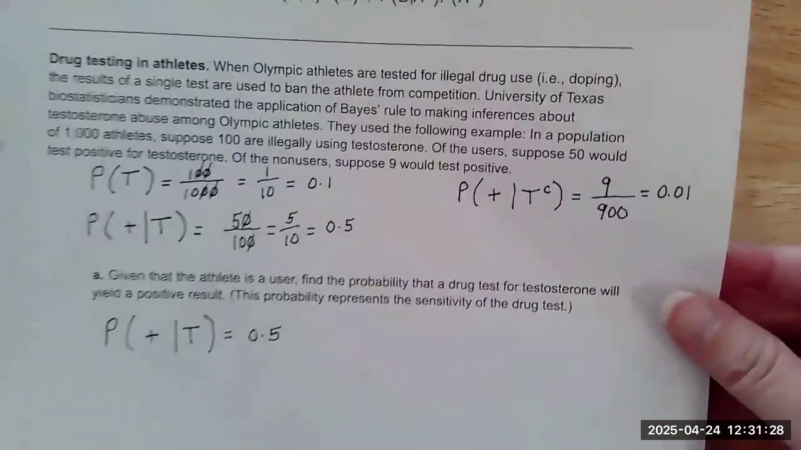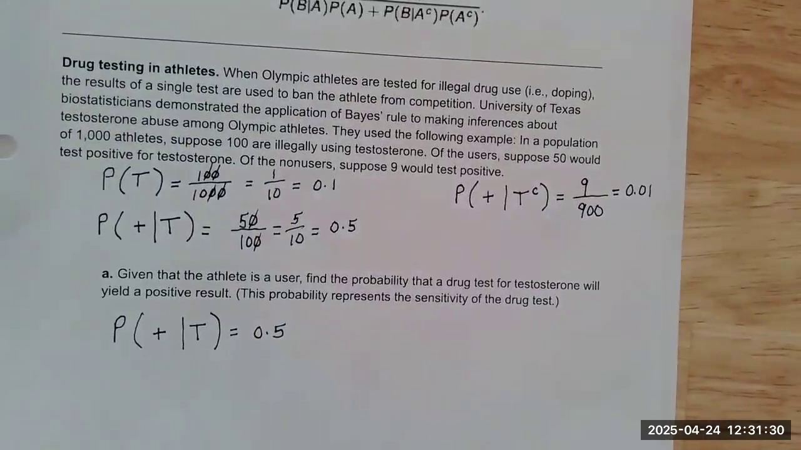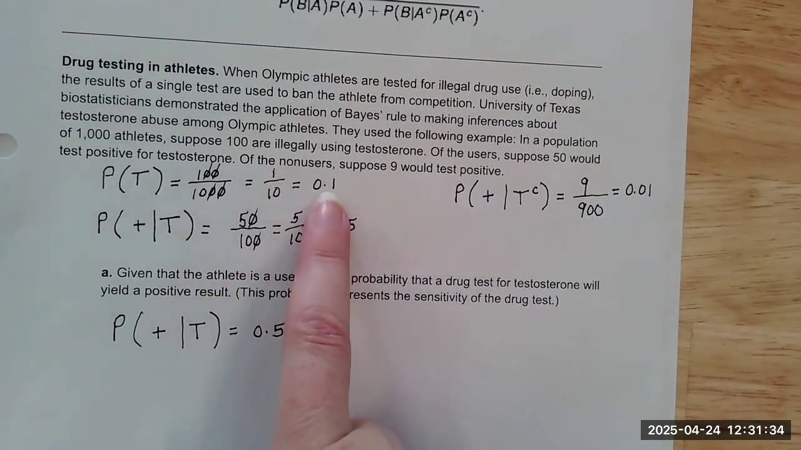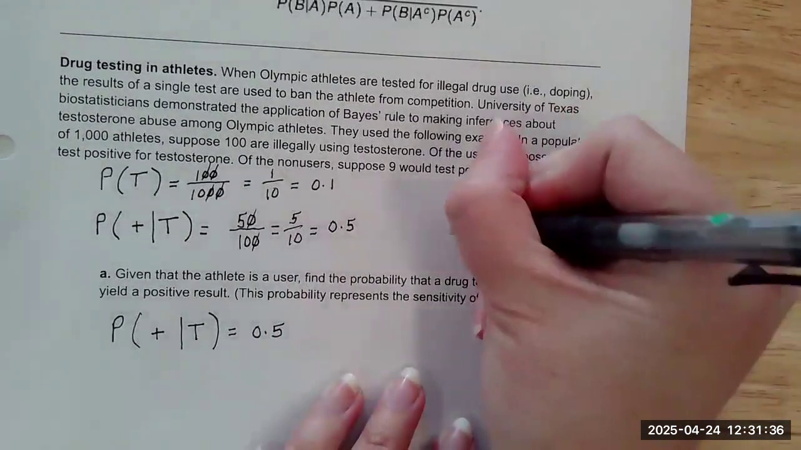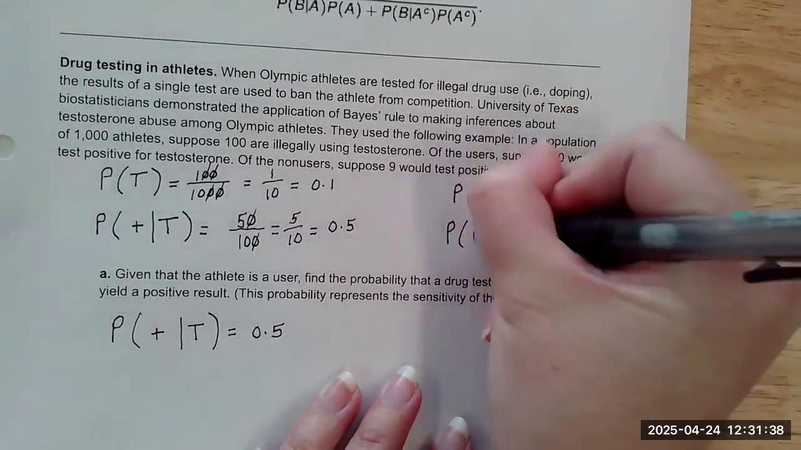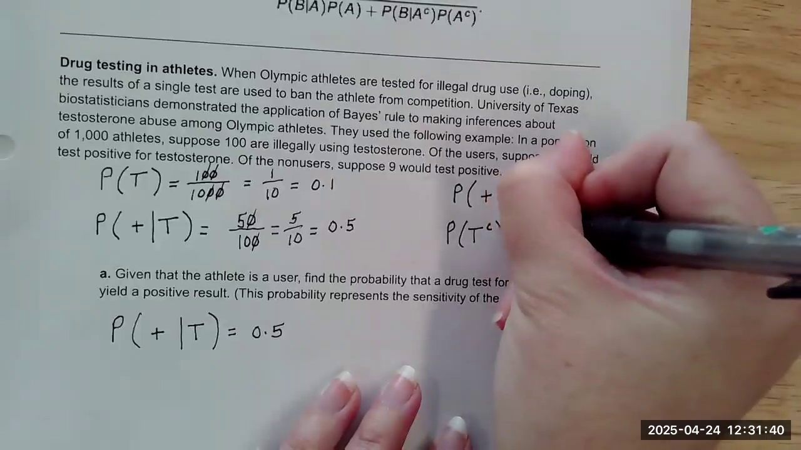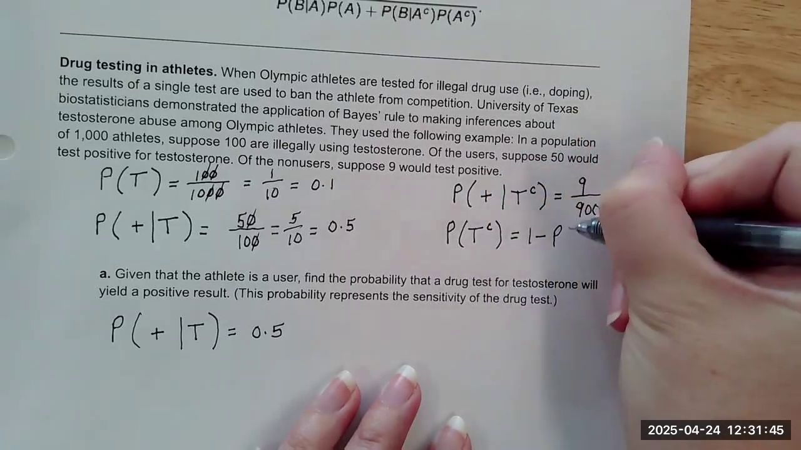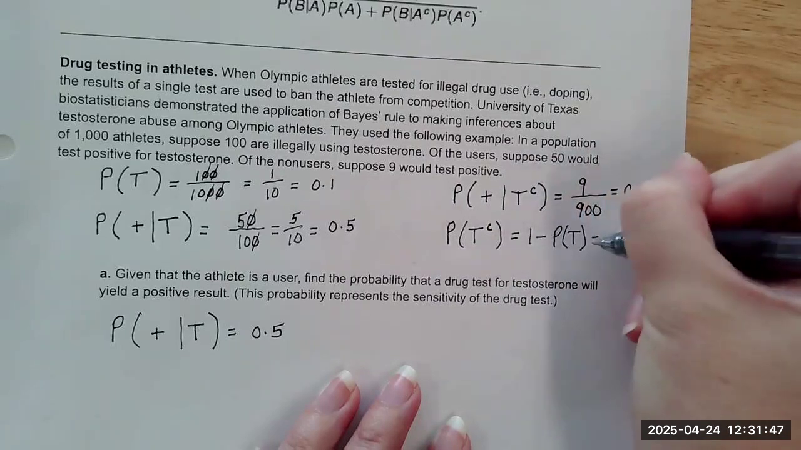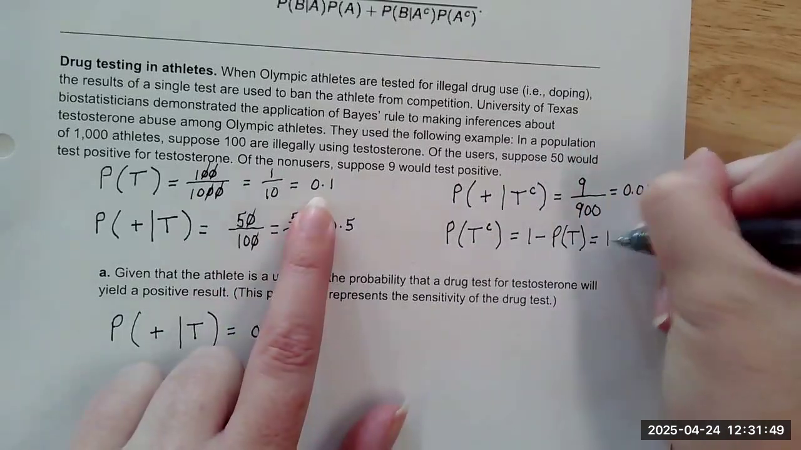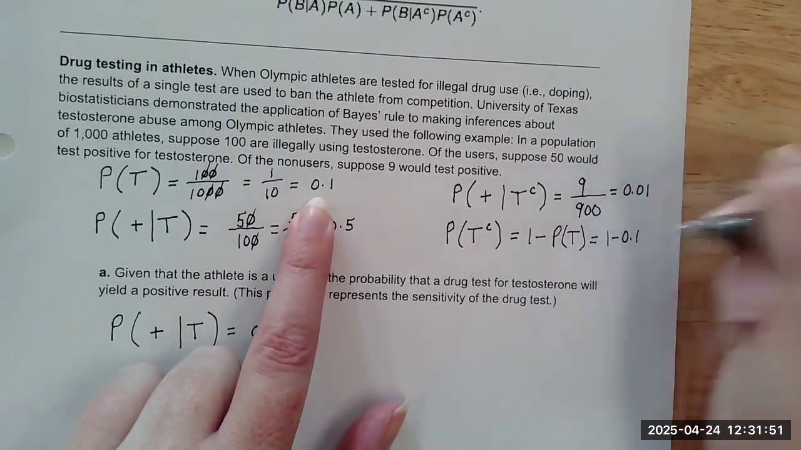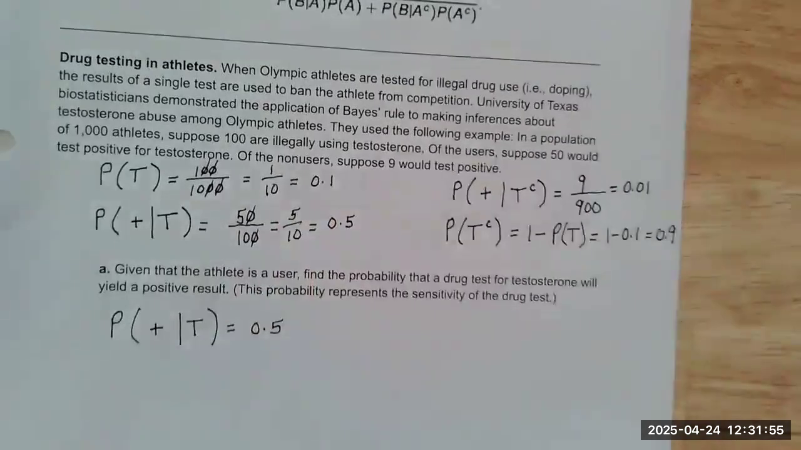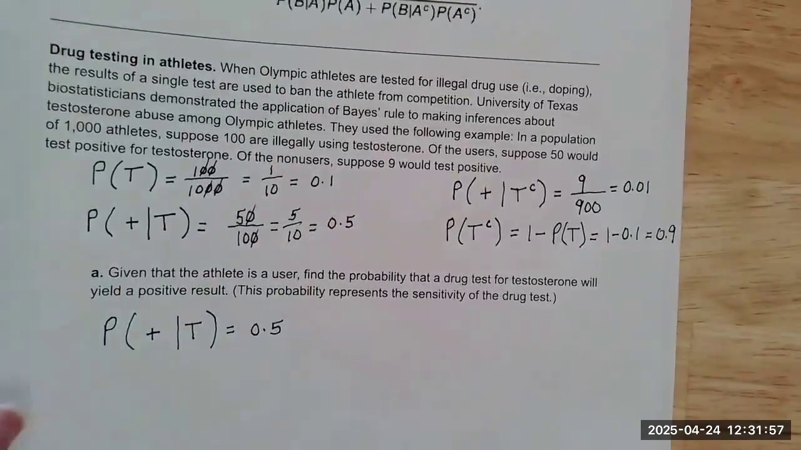But is that a problem? Nah, because we have the probability of T. So the probability of T complement is just 1 minus this number. So I'm going to write that right here. Probability of T complement is going to be 1 minus the probability of T, which we said was 0.1. So 1 minus 0.1 should be 0.9. So we literally have all the numbers we need. We're just going to plug them in.